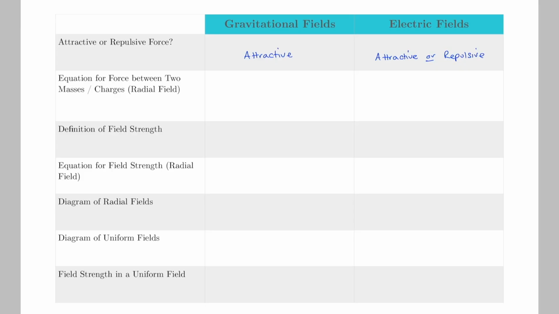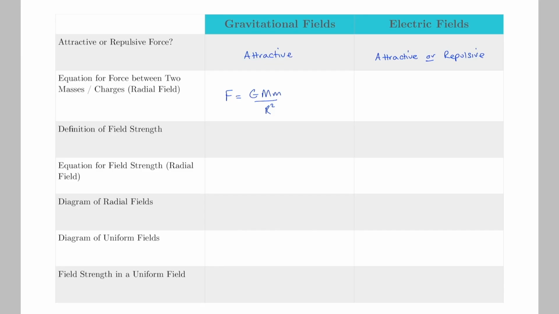The next row is asking us for the equation for force between two masses, and for this one we're looking at Newton's universal law of gravitation, and it's F equals G m1 m2 over r squared. G is the universal constant for gravitation. We've got the product of two masses divided by r squared.